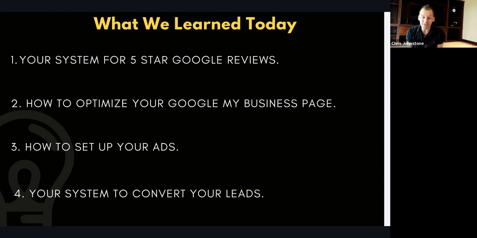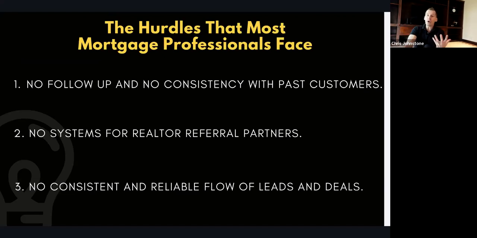And here's what we covered today. So your system for getting 5-star Google reviews. We walked you through a process to get more reviews from your database, more reviews from your professional referral partners, and a process to put in place so that every deal you close generates a 5-star review for you on the back end. We talked about all of the settings and everything that you need to do in order to get your Google business page showing up on the front page of the search engines, and we showed you how to set up advertisements in order to actually generate a fast result of people calling your business and your system to convert your leads.